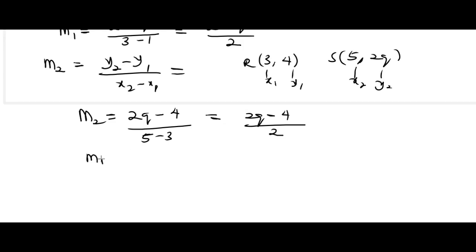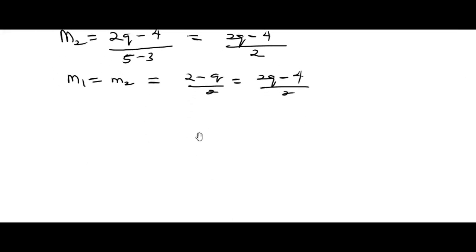Alright, so since m1 is equal to m2, let's equate them. So we have (2 - q) over 2 equals (2q - 4) over 2. So we can cross multiply: 2 times (2 - q) equals 2 times (2q - 4). Don't forget what they ask us to find. They ask us to find the value of q.